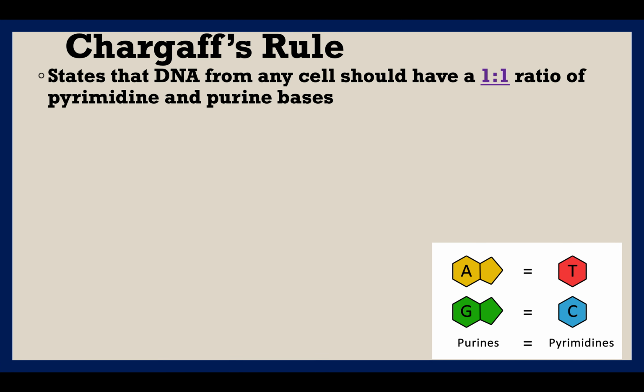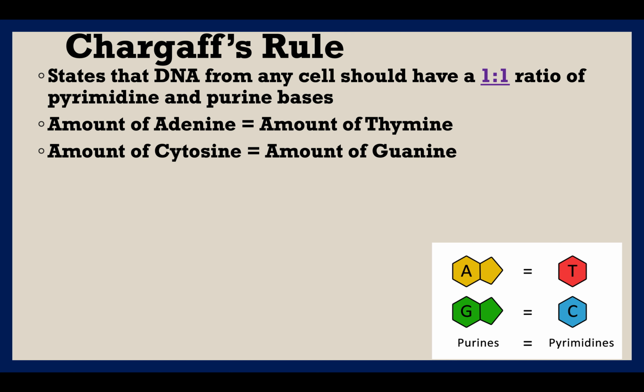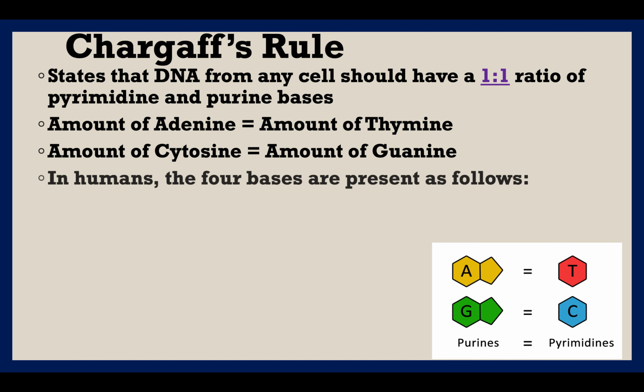Chargaff's rule. This rule states that DNA from any cell should have a 1-to-1 ratio of pyrimidine and purine bases. What does this really mean? The amount of adenine has to equal the amount of thymine, because adenine pairs with thymine, while the amount of cytosine must equal the amount of guanine.